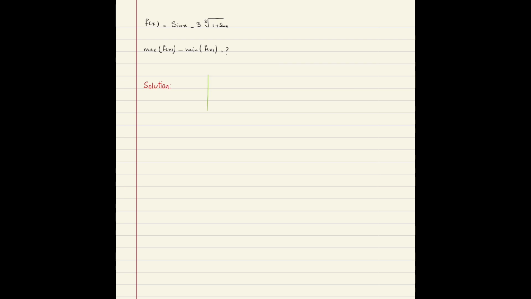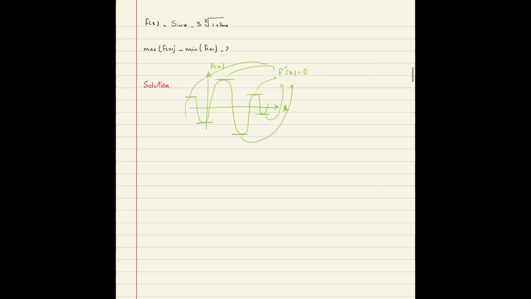So as for the solution, we know that if we want to find the local maximums and the local minimums, we need to find the first derivative of the function, set it equal to 0, and solve it for x. Then those x's are our local maximums and local minimums. Then we need to put those x's in our function and find the maximum and the minimum of the function.